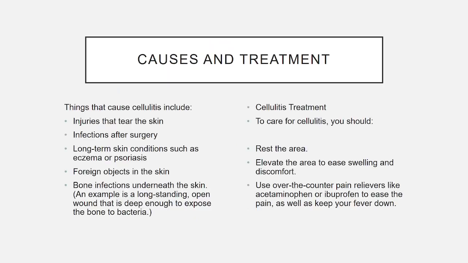So here are the causes and treatment of cellulitis. Things that cause cellulitis include injuries that tear the skin, infections after surgery, long-term skin conditions such as eczema or psoriasis, a foreign object in the skin, and bone infections underneath the skin. An example is a long-standing open wound that is deep enough to expose the bone to bacteria.